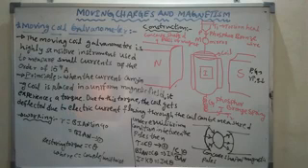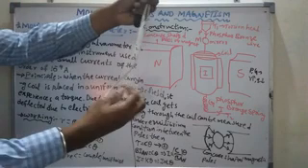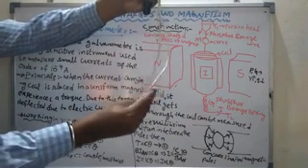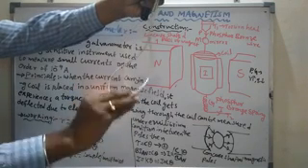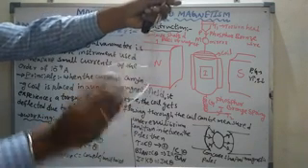Restoring torque is C into theta. C is the couple per unit twist. A complete turn like this is a unit twist. Per unit twist, how much couple takes place? That is the couple per unit twist.